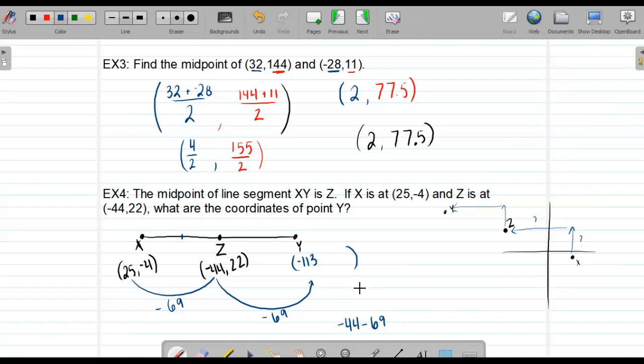Okay, if you're not sure how to get that negative 69, do 25 minus negative 44. If you just subtract the two numbers, the difference between them is 69, so you can tell how much. And I know I subtracted because I went down from 25 to negative 44.